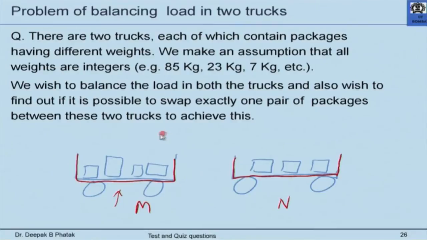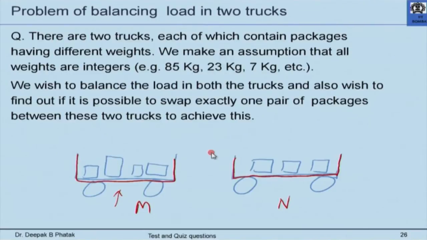That means I should be able to locate one package in one truck. I should be able to locate some corresponding package in another truck. By corresponding, I don't mean of the same weight, because that will not change anything. But the weights are such that if I swap these 2 packages, then the trucks will contain exactly the equal load. So the question is twofold. Write a program to, A, determine whether such exchangeable packages exist at all or not. It might not at all be possible to do so. Second, if it is possible, identify the weights of the packages which need to be exchanged.